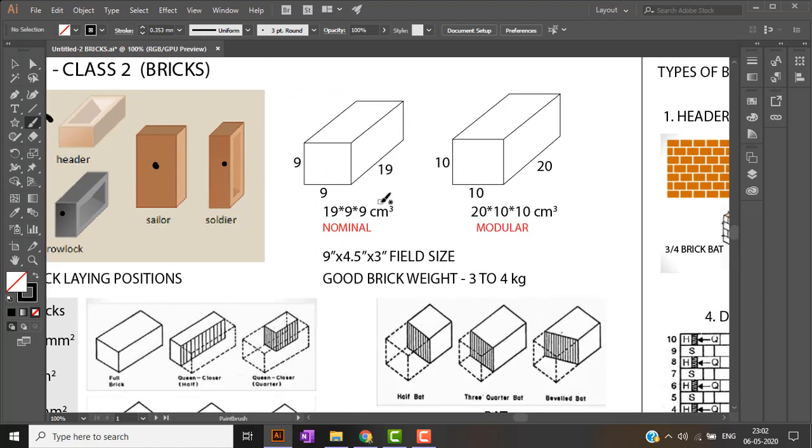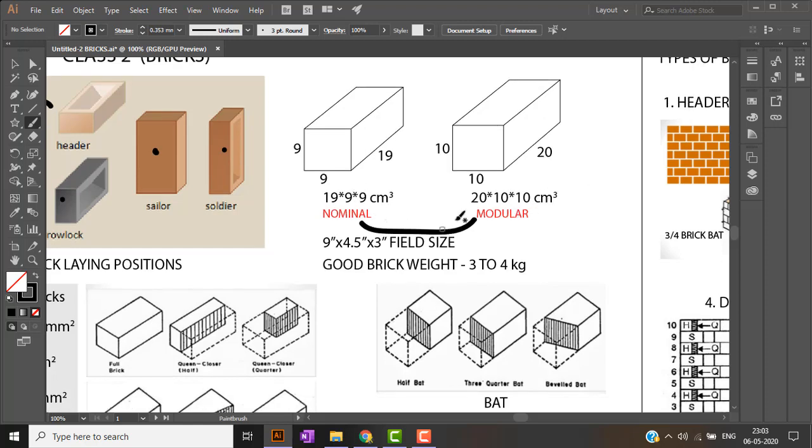Now let's see about brick sizes. There are two sizes. One is the nominal and the other is the modular size. Nominal size is 19 into 9 into 9 centimeter cube and modular size is 20 into 10 into 10 centimeter cube. So the difference between nominal and modular size is that modular size accounts for the mortar thickness also. In brick bonding, cement and sand mortar is used so that bricks stay in position and in contact with each other. Thus the cement mortar thickness is about 1 centimeter on all three sides. That's why it is 20 into 10 into 10 centimeter cube.